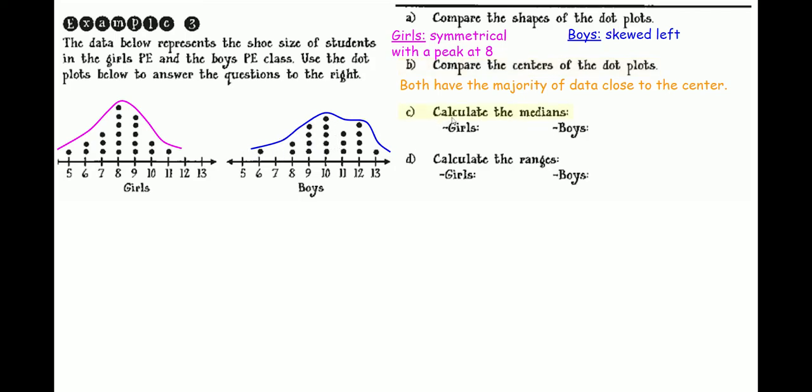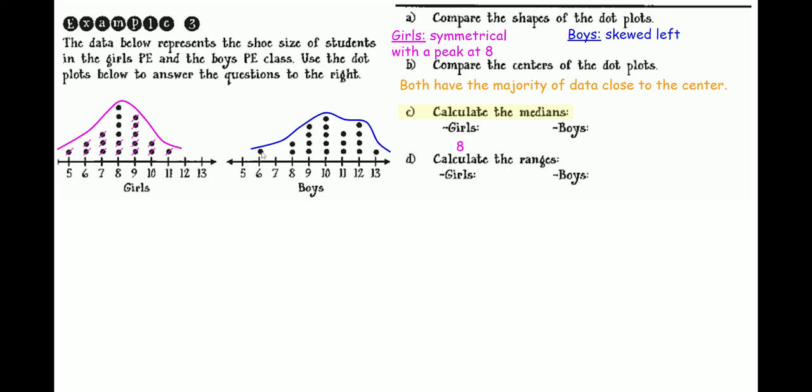If we look at C, calculate the medians. So to find the median, remember, we have to find the middle number. You cross off the ends. So let's do it for the girls first. Left, right, lowest, highest, lowest, highest, left, right, and so on. And now we can see that this is the median over here. So the median is at 8 for the girls.